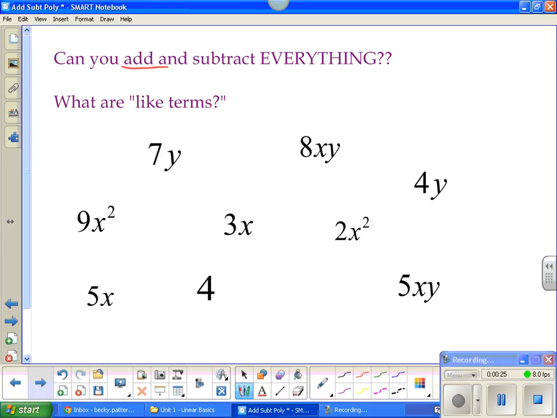So can you add and subtract everything you want to? And the answer to that is no. You can only add and subtract like terms. So now the question is, what makes something a like term?